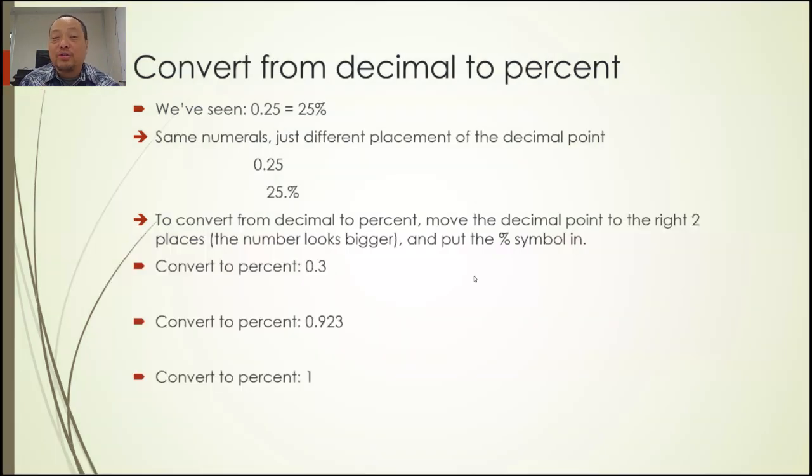Let's now practice this rule on these 3 decimals. 0.3 convert to percent. We take this decimal point here and move it 2 places to the right. The empty space here, we fill in with zeros, and that makes it 30. And then we put the percent symbol in. The answer is 30%.